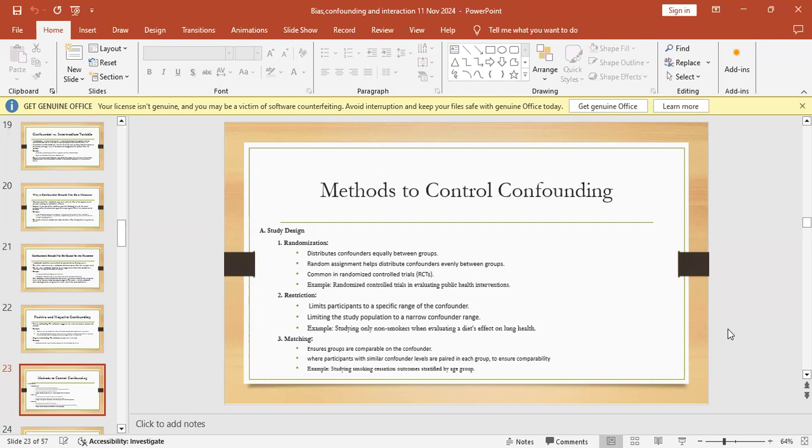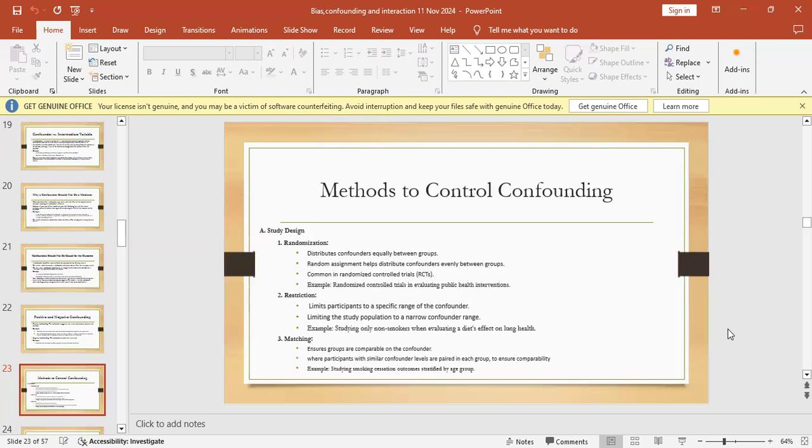Randomization distributes confounders equally between groups. Random assignment helps distribute confounders evenly between groups. It is common in randomized controlled trials. For example, randomized controlled trials in evaluating public health interventions. The second method is by restriction.